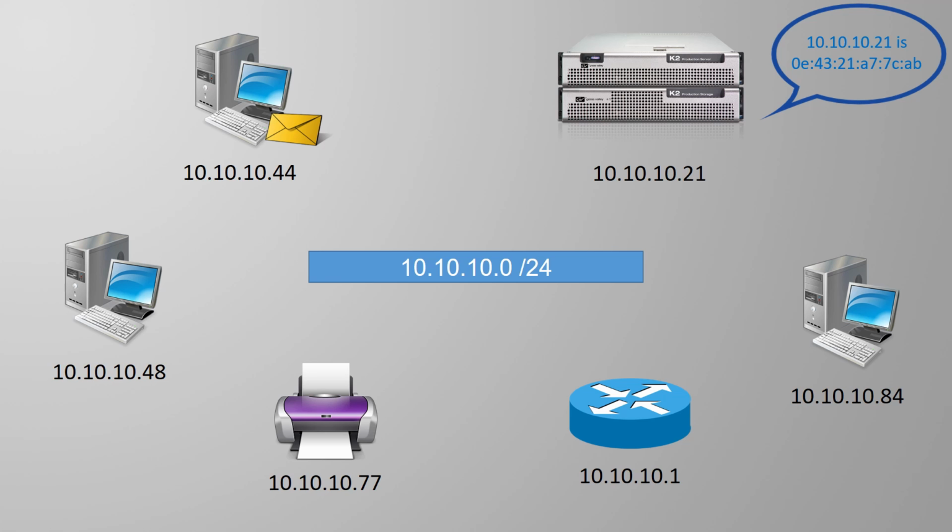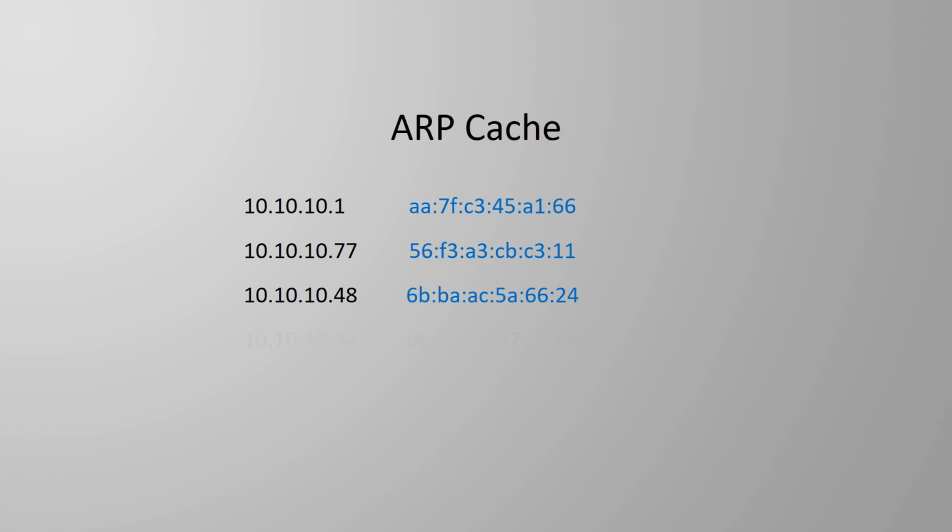Now that the client has its response, it will put this information into its ARP cache. This is a small table that contains all the IP to MAC address mappings that it has learned so far. Caching is done, so there will be no need to send an ARP request for every single packet that it needs to send.